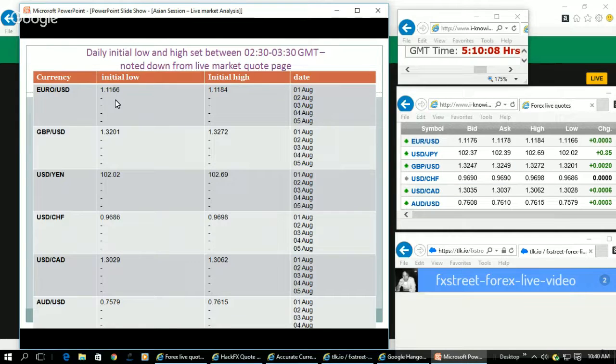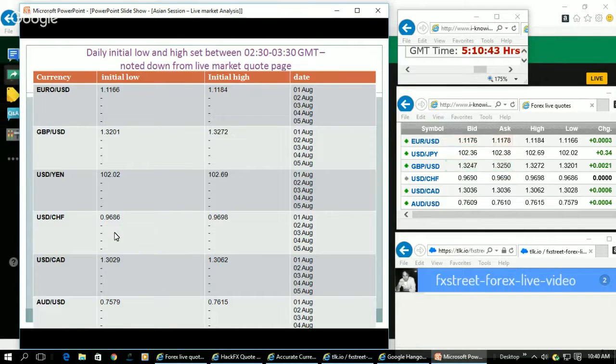In the case of Euro, 1.1166 is the low and the high is 1.1184. They have not breached the low or the high. And in the case of GBP, 1.3201 is the low, 1.3272 is the high. They have not breached the low or the high, and they are staying in the middle level. In the case of euro, they are staying in the middle level as well. Then in the case of yen, 102.02 is the low, 102.69 is the high. They have not breached the low or the high and are staying in the middle level.